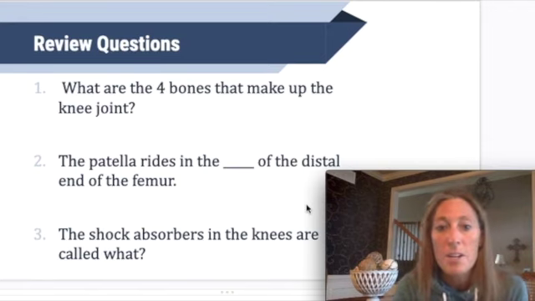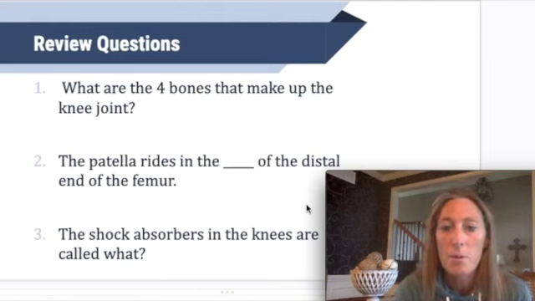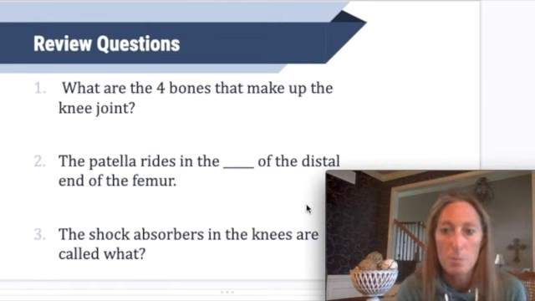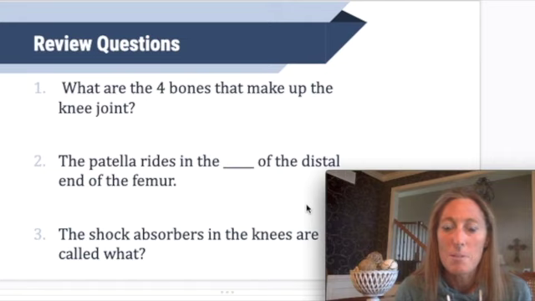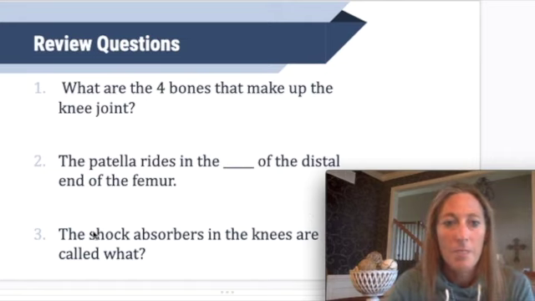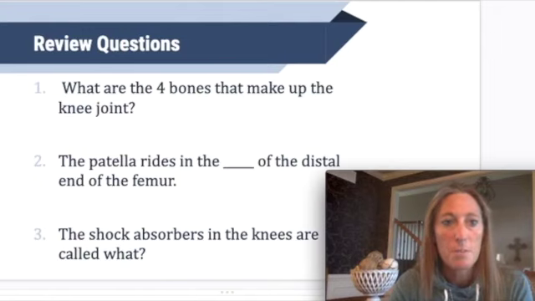Question number 3. The shock absorbers in the knees are called what? You have a medial and a lateral in both knees. You have 4 of these. What are the shock absorbers called? The meniscus, or menisci would be plural. All right, that's question number 3. Question number 4 is going to be on our next slide.